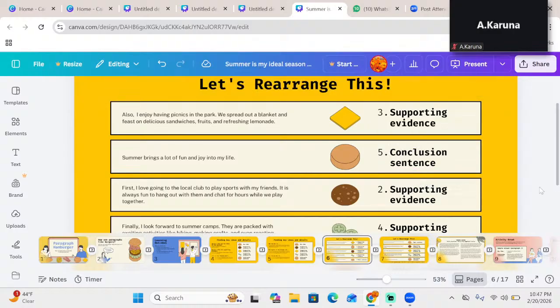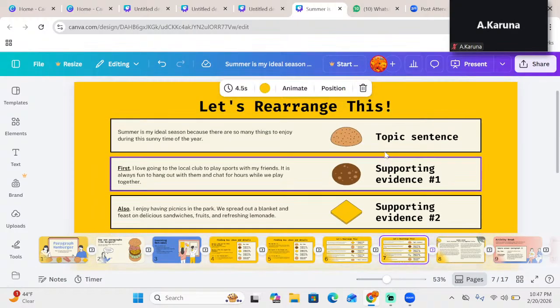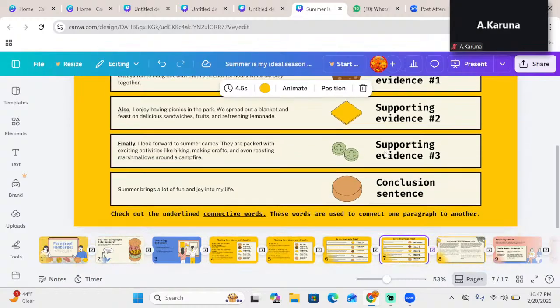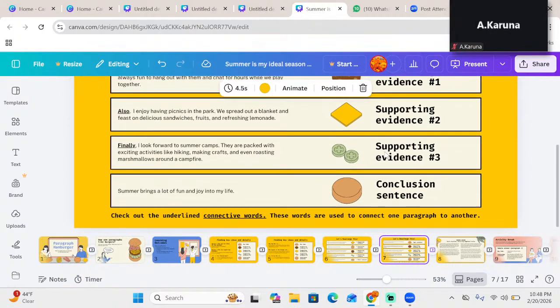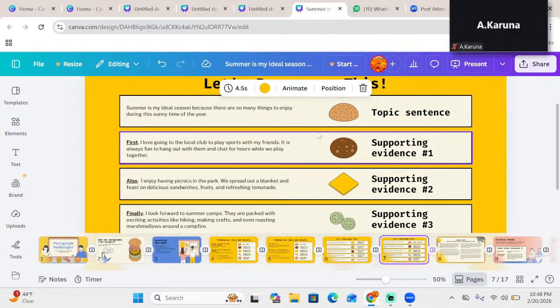Conclusion sentence. Okay, now let's look at the answer and see if we were right. Let's read it all together now to make sure it makes sense, okay?